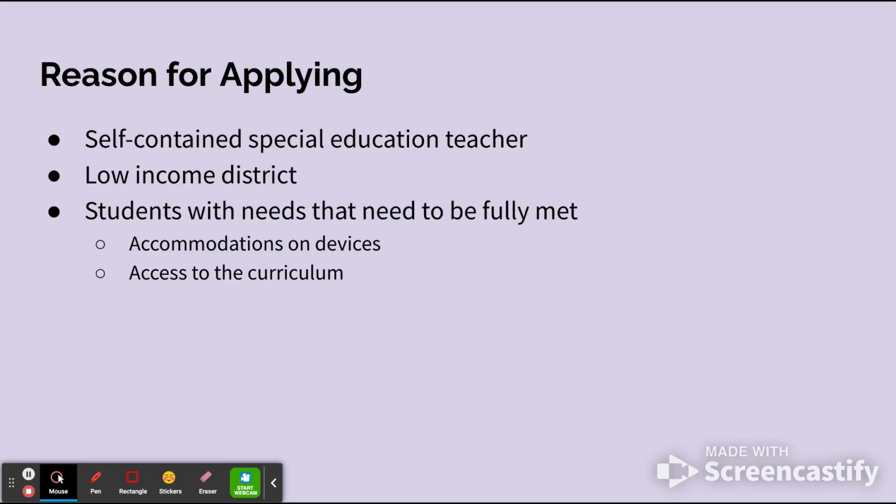The reason that I have applied for this is because I am a self-contained special education teacher who is currently working in a low-income district. I have students with needs that need to be fully met according to their IEPs. Students have accommodations that need to be followed, and this not only goes for their specific instruction or coursework or how they are accommodated within the classroom, but this is also in relation to their devices.